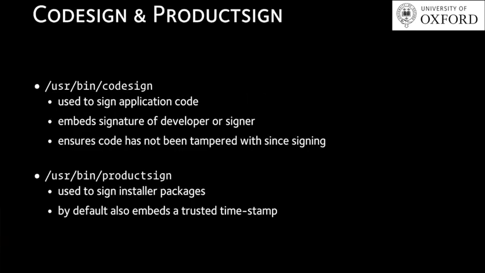But Apple provides you with two tools with which you can sign either your application code, which you would use CODESIGN for, and that embeds the signature of the developer or signer into the application and ensures, once again, the integrity of the code that has not been tampered with since it was signed. And you can also use PRODUCTSIGN to sign installer packages, so PKGs. And by default, that also embeds a trusted timestamp, the validity of which is checked if you're connected to the internet. Okay, let's quickly look at CODESIGN.